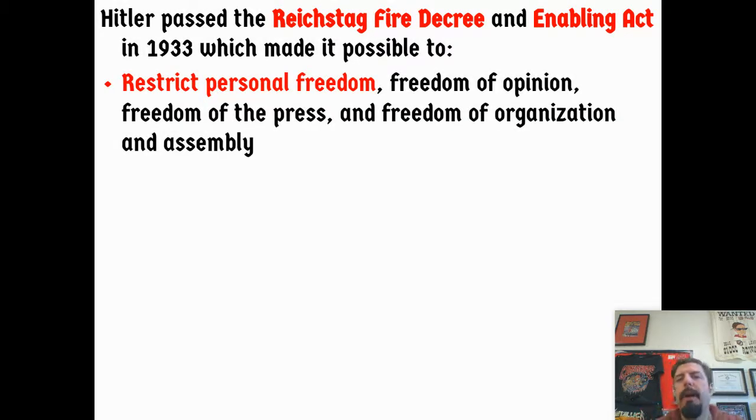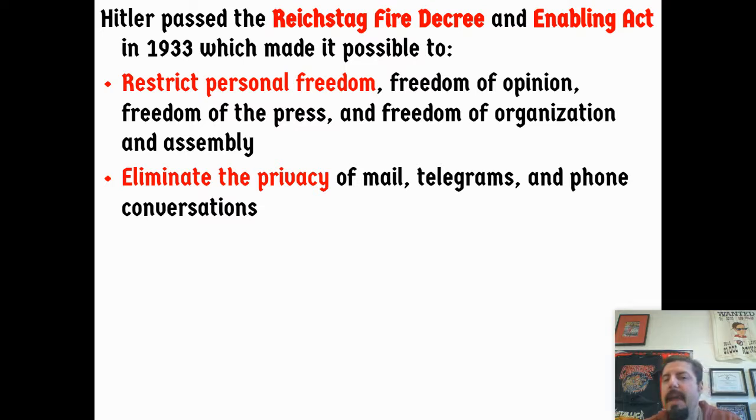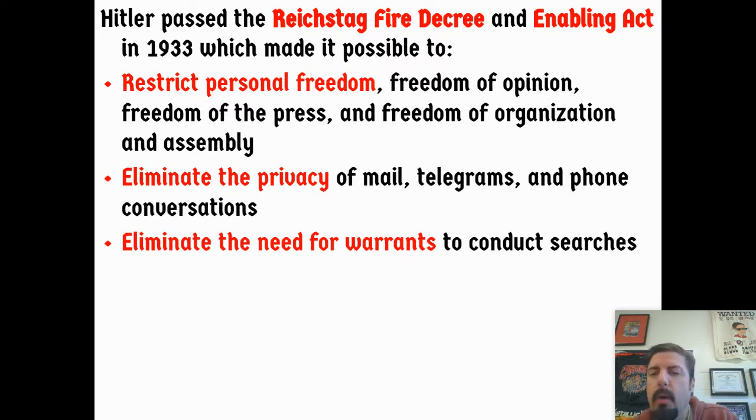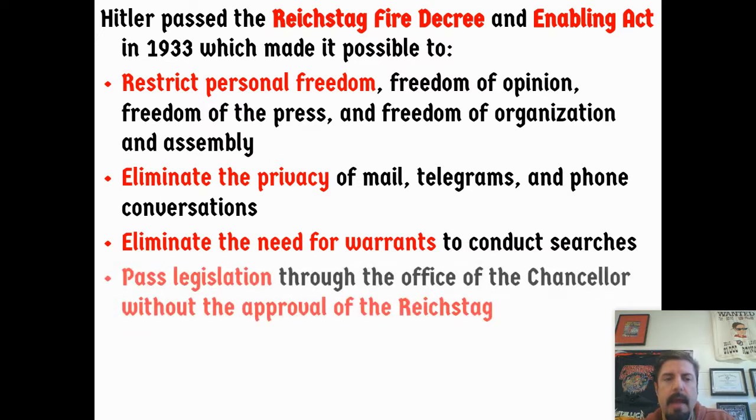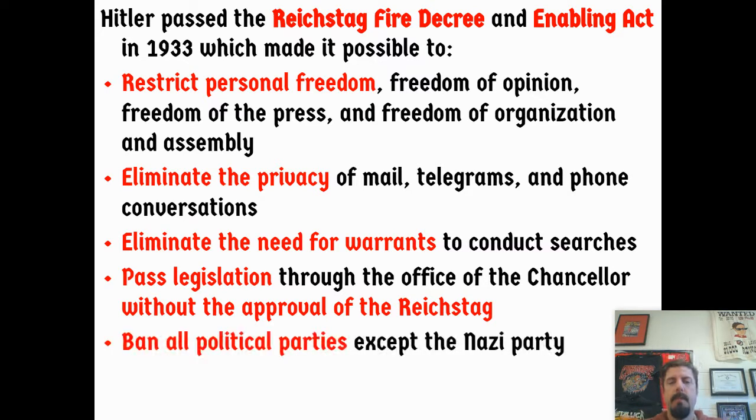All right, so he also passed the Fire Decree, which came right around the same time as the Enabling Act. Basically, it restricted your personal freedom, your freedom of opinion, freedom of the press, freedom of organization, freedom of assembly. It eliminated the privacy of mail, of telegrams, phone conversations. It eliminated the need for warrants to conduct searches. And you were able to pass legislation through the office of the chancellor without the approval of the Reichstag. So in other words, extreme executive power. All political parties except for the Nazi Party were banned.